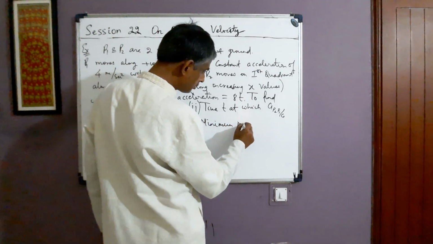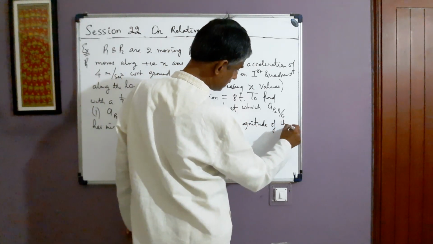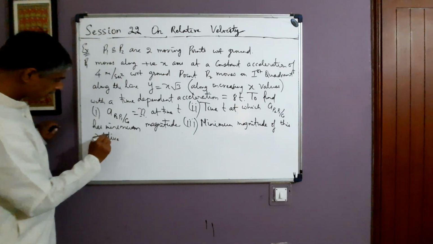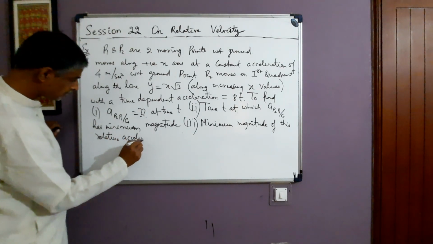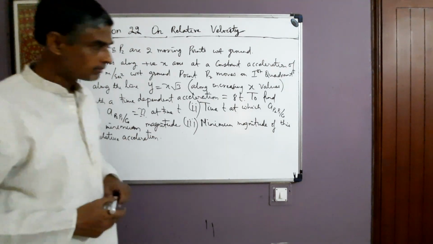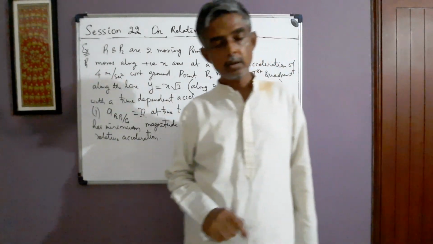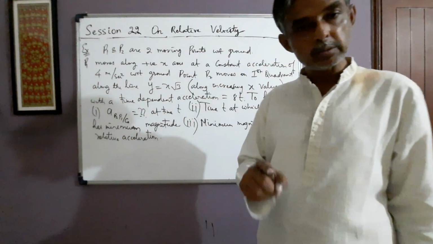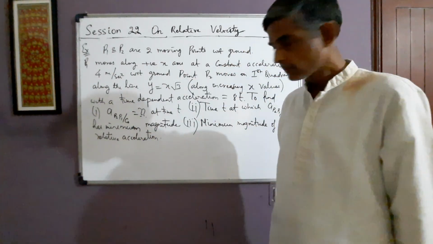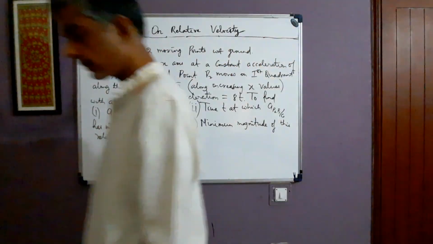Three things we have to determine. First, the magnitude of relative acceleration at time t. Then at what time t this relative acceleration has minimum magnitude, and the minimum magnitude of this relative acceleration. And this relative acceleration is understood to be in ground frame.